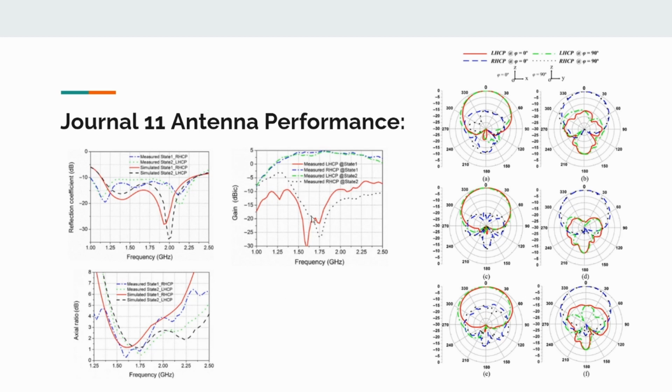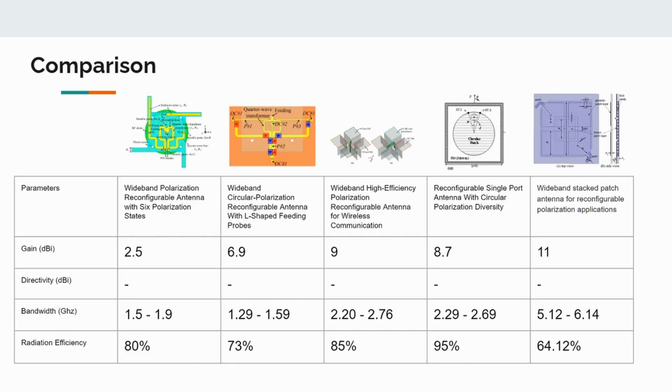This gain here presents the measured gain across the operating bandwidth for both modes. If we can see here, there are many gains, so we choose the highest, which is 2.5 dB. Next, let's see the comparison between our chosen article and four other articles.